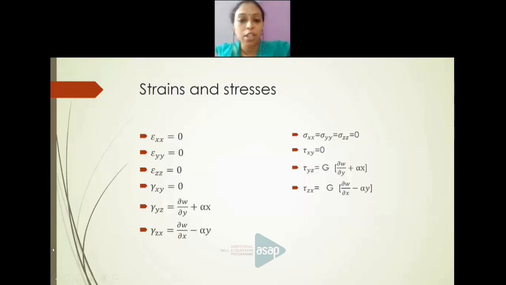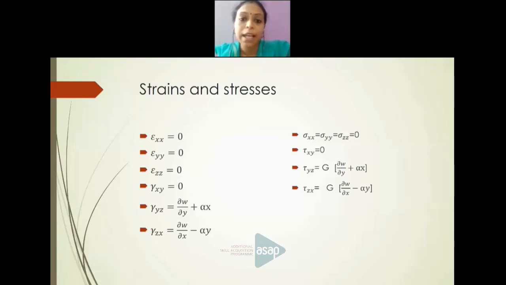Now what happens to the shear strains? Gamma xy. So what is gamma xy? You just see what is the equation for gamma xy? It is dou u by dou y plus dou v by dou x, right? So it will also become 0. Clear? Now what do we have? The remaining ones are there. Gamma yz and gamma zx exist.